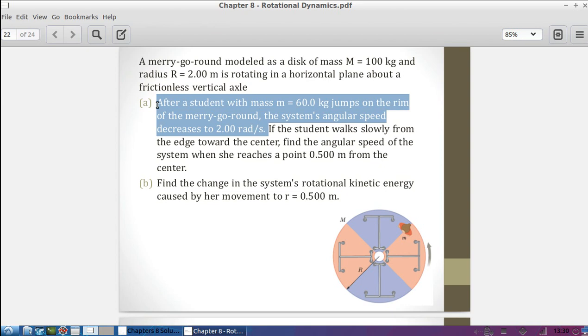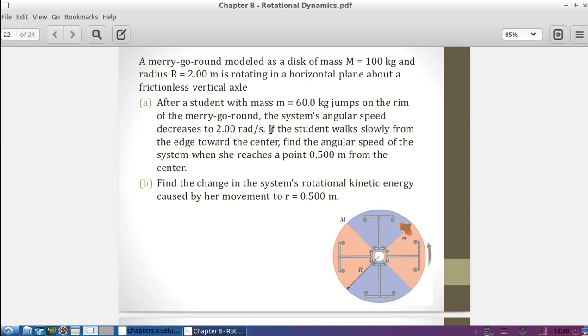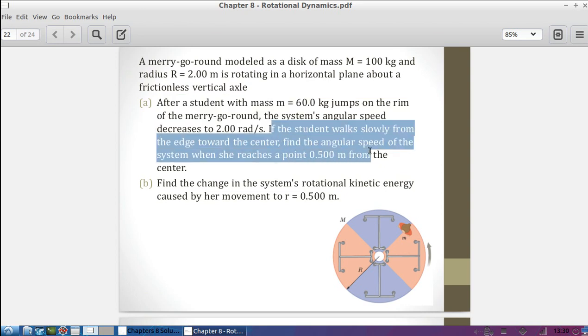All right, so I'm starting my problem with the student on top of the merry-go-round. So it's on the rim of the merry-go-round, so the student is right here, right on the edge of the merry-go-round. So what happens is the second part of the problem is the student walks from the edge towards the center of the merry-go-round. So the student's R vector is changing, right? The student's getting closer to the axis of rotation, so the student's R vector is decreasing.